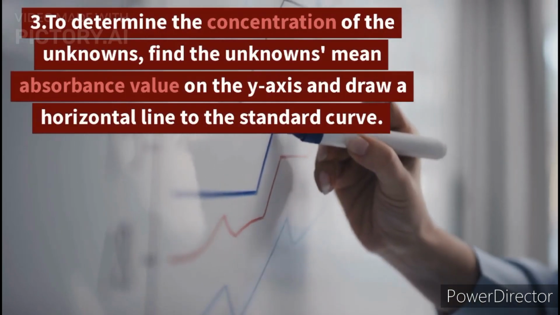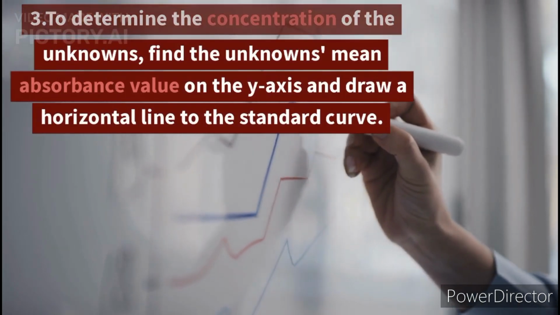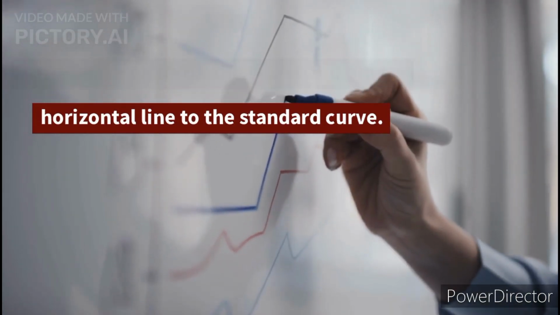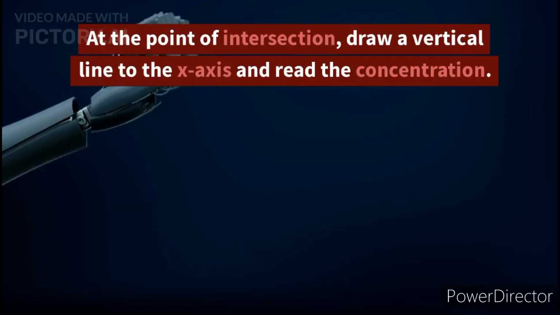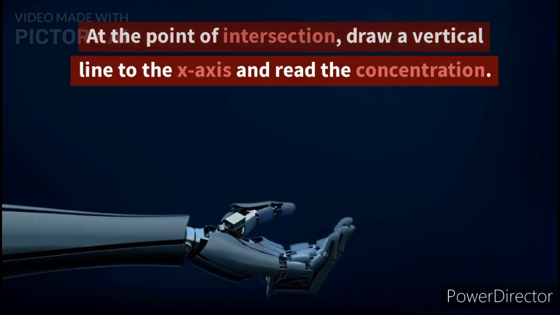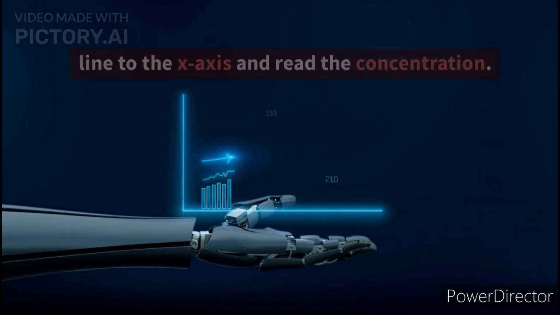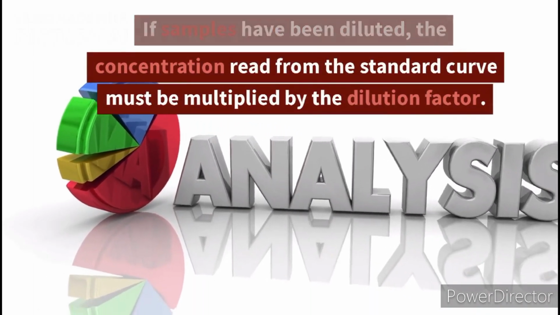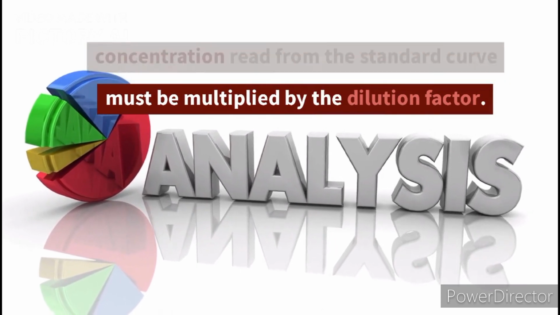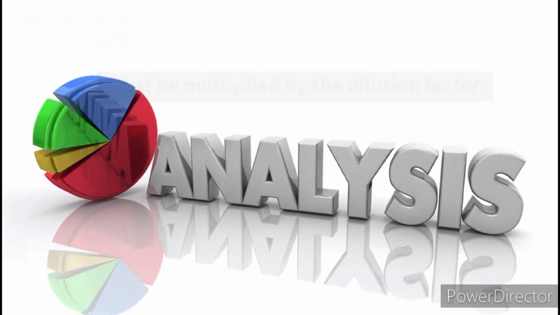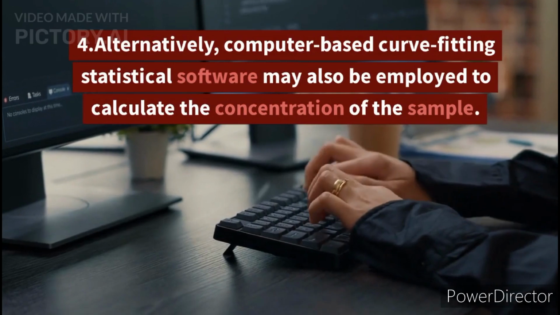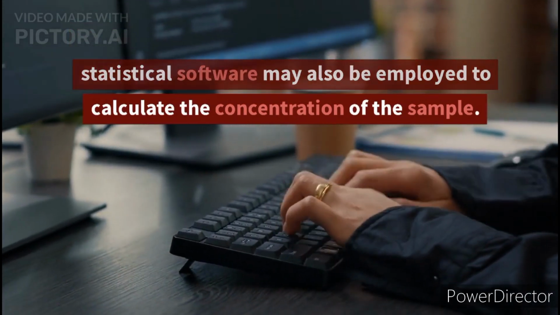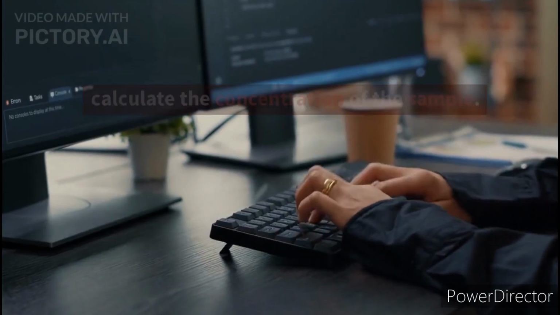3. To determine the concentration of the unknowns, find the unknown's mean absorbance value on the y-axis and draw a horizontal line to the standard curve. At the point of intersection, draw a vertical line to the x-axis and read the concentration. If samples have been diluted, the concentration read from the standard curve must be multiplied by the dilution factor. 4. Alternatively, computer-based curve-fitting statistical software may also be employed to calculate the concentration of the sample.